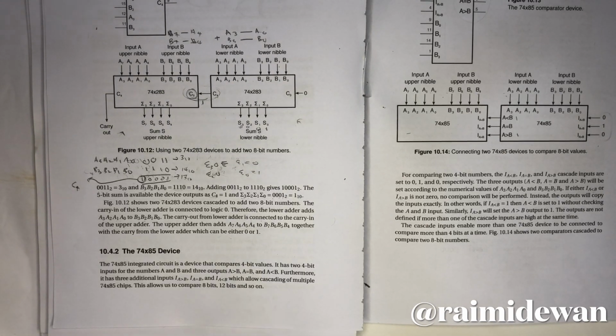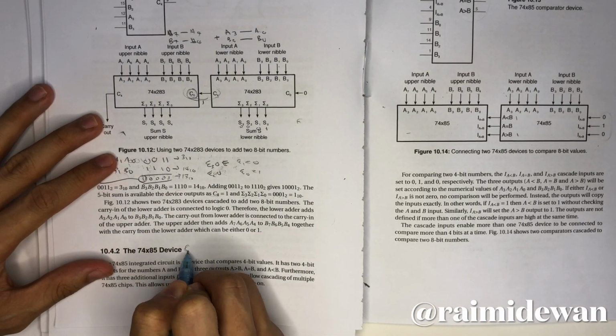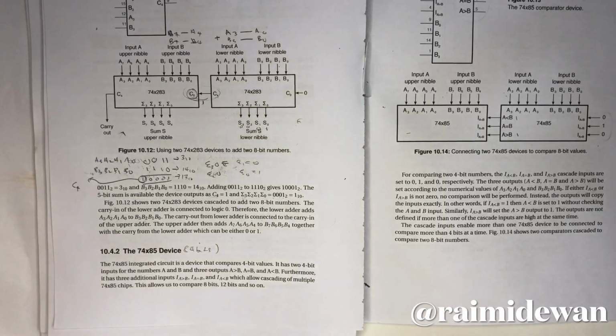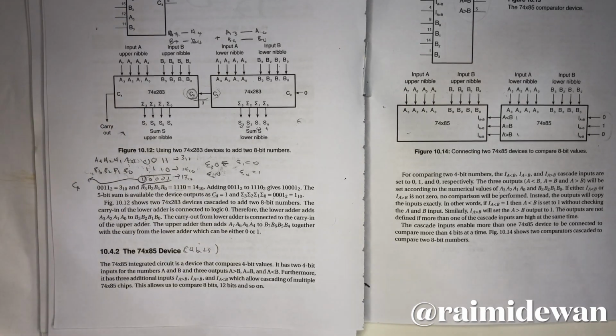So if you want to use this for 8 bits or more, we need to cascade the device. We need to use multiple chips of 74x85 if we want to have more than 4 bits of input connections. This one is meant for 4 bits, but of course we can cascade it if you want to build a bigger chip having more than 4-bit inputs.